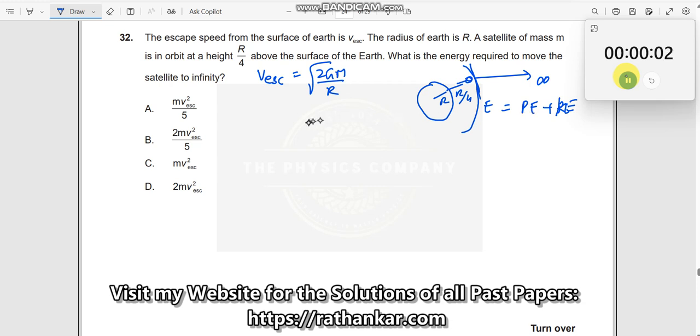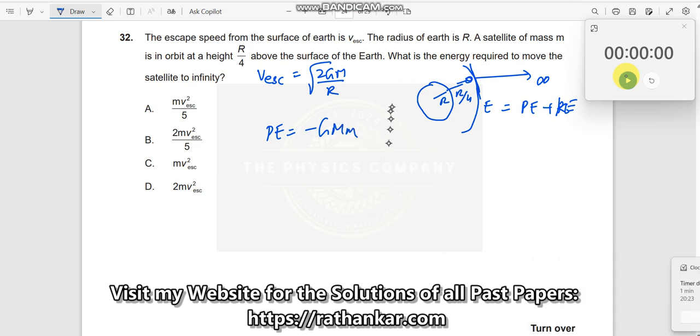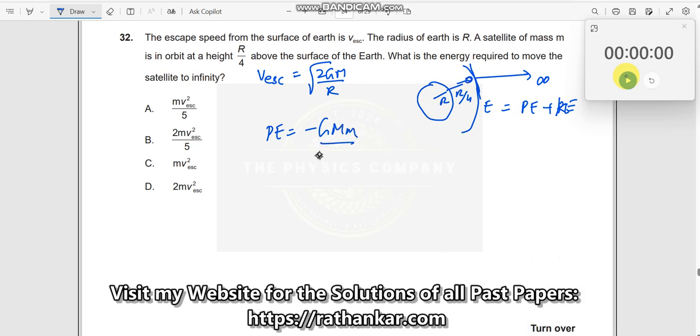The potential energy is given by minus GMm divided by R plus R by 4, because it's not at the distance R, it's at R by 4 from here. So this is equal to minus GMm divided by 5R by 4, which is minus 4GMm divided by 5R. This should be your potential energy.